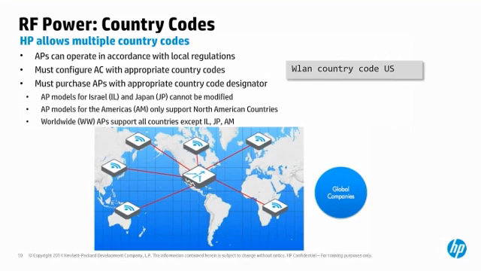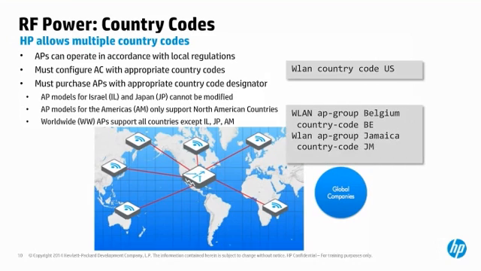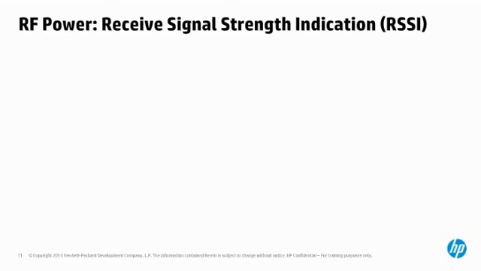APs that include IL or JP in the part number are for Israel and Japan, respectively. The AM part number is for North America, and the WW part number can be configured to operate for any country except IL, JP, or AM. In the AC's CLI, you can create AP groups for different countries and set the country code as appropriate.